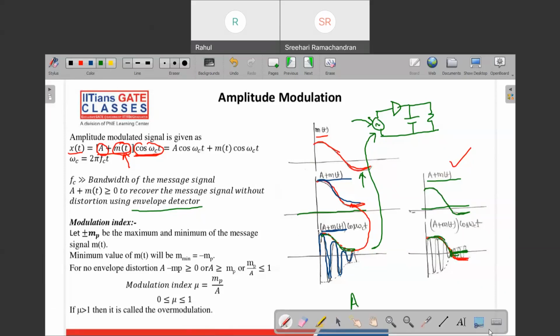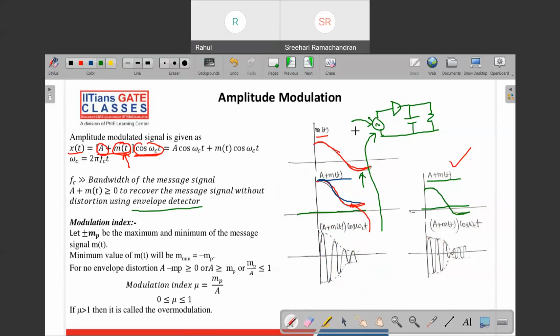Actually, in the third diagram, I didn't find the difference. I didn't get the point of that. Okay, let me explain it.